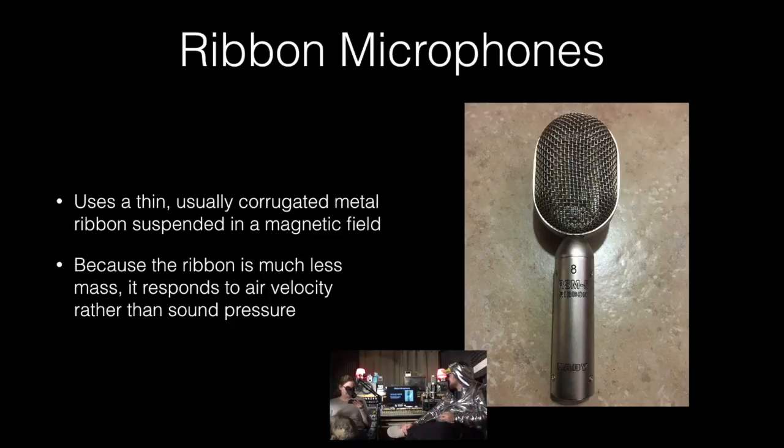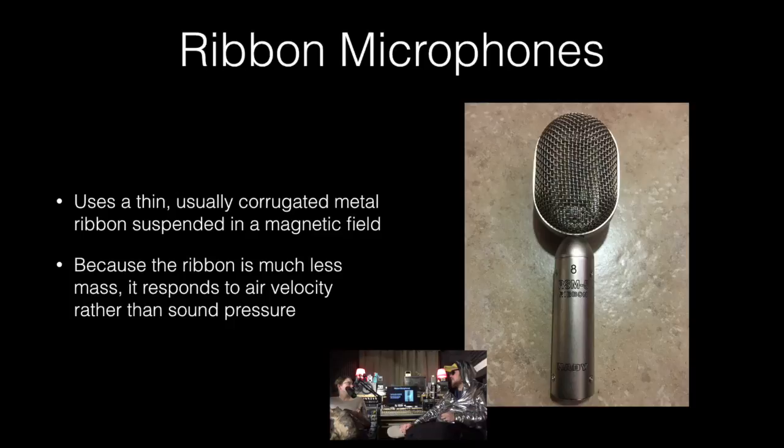It responds to air velocity rather than sound pressure. Because with dynamics and condensers, the diaphragm is usually a circle, and it's vibrating forward and backward. But the ribbon vibrates side to side. It's a thin little ribbon, pretty but fragile, and only the side to side motion is being picked up.